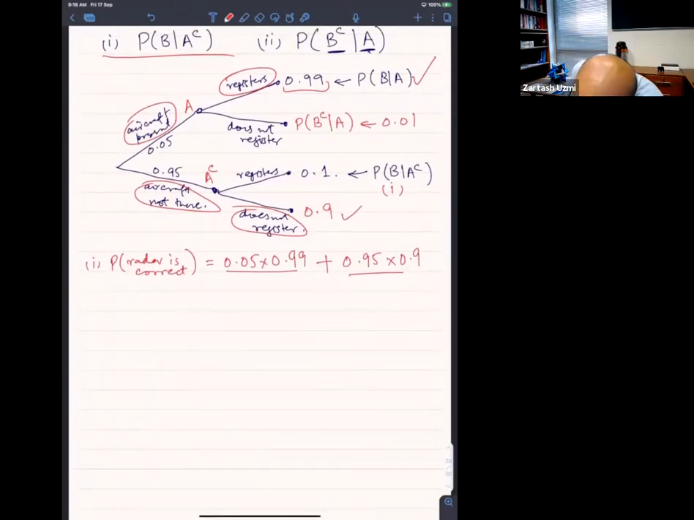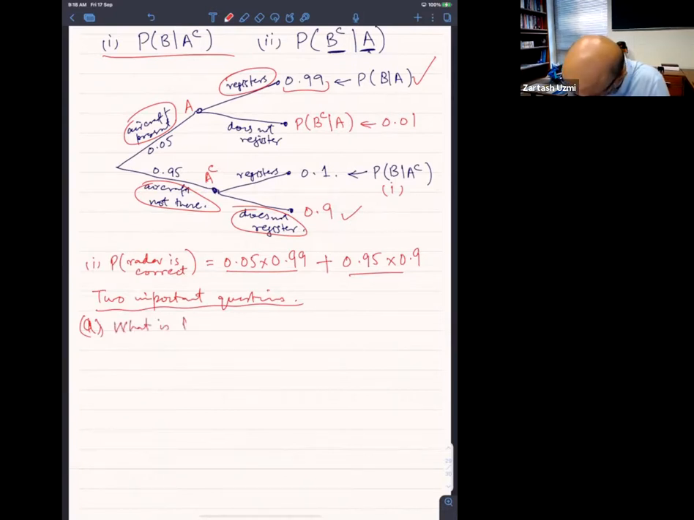So now I'm going to ask two important questions, and I will let you think about those two important questions. One is, what is the probability that radar registers? वो declare करता है कि aircraft है. What is the probability that radar registers? Which means I'm interested in finding the probability of B.